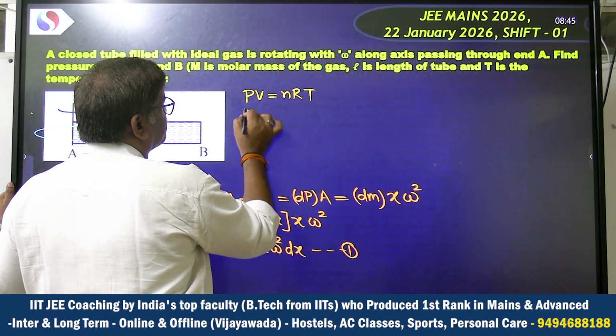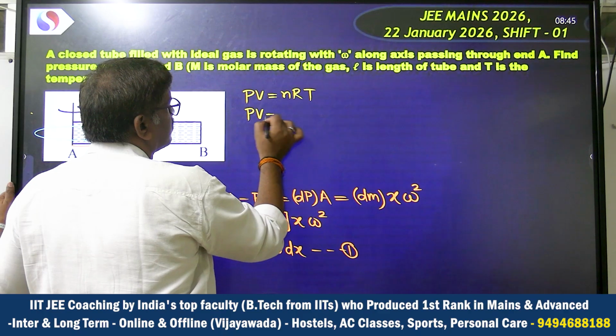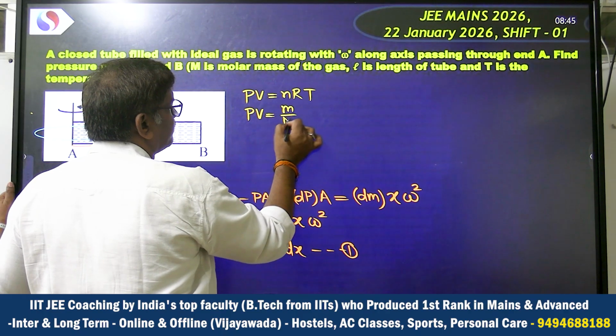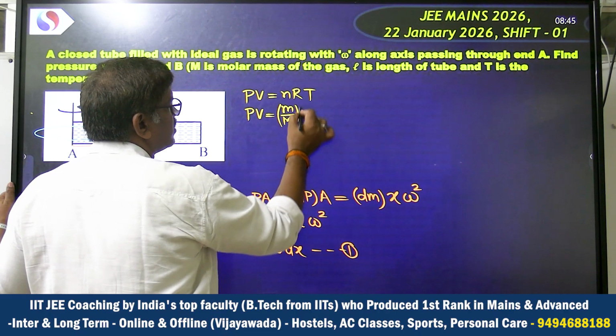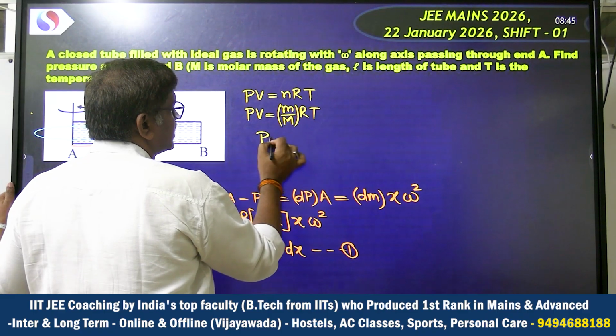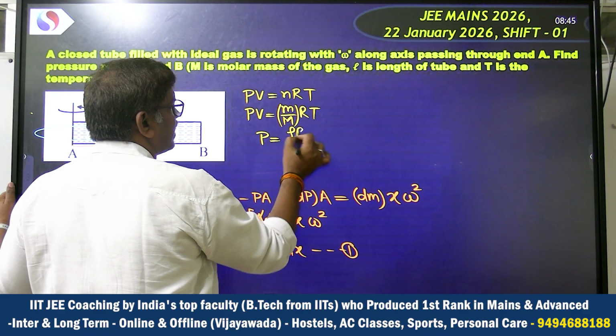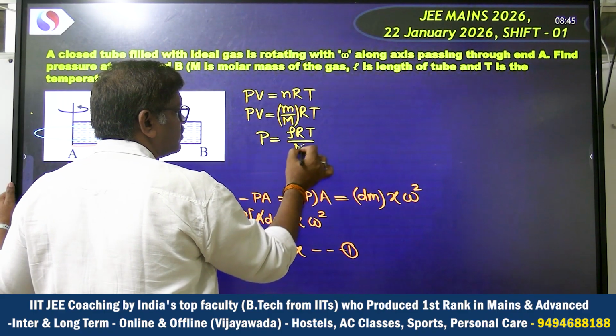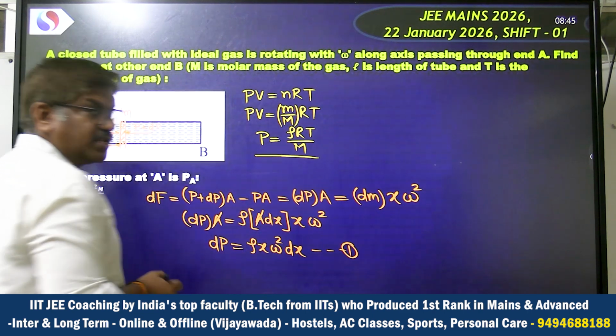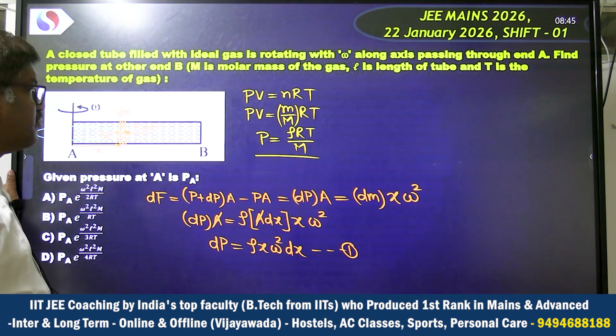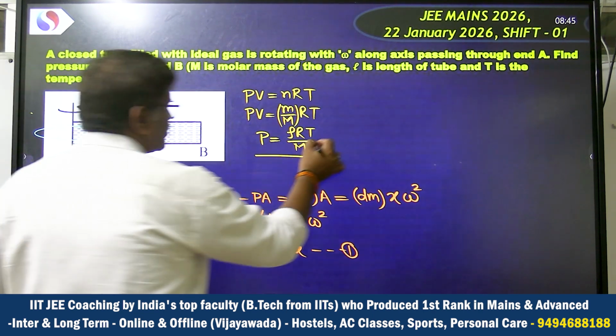This can also be written as PV equals small m by capital M, that is the mass, that is the number of moles, into RT. Or you can write P equals mass upon volume, which is rho RT by M. So you also know the ideal gas equation in this form in terms of rho and molar mass. Now this is my equation number 2.